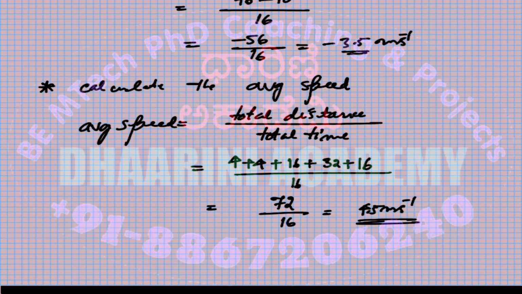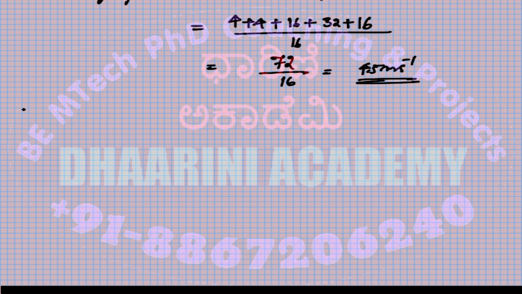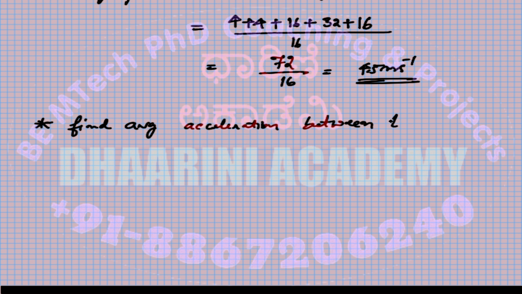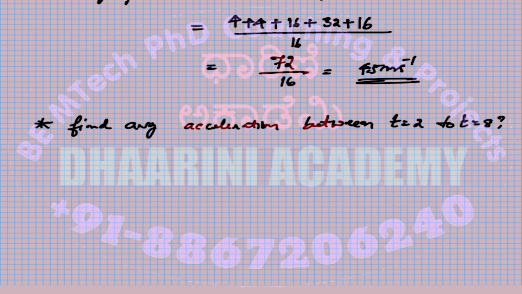Okay, now let me add a part to this question about acceleration. So my question is, find the average acceleration between t equal to 2 to t equal to 8. So I'm asking specifically between the time duration, that is 2 seconds till 8 seconds. Only that is required, not the whole acceleration.